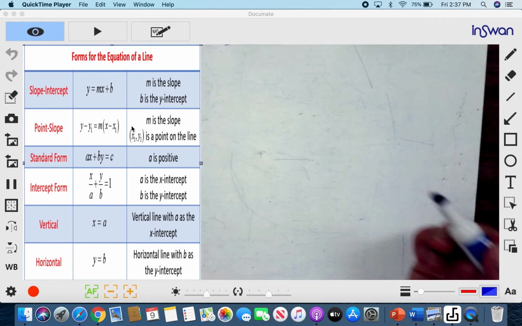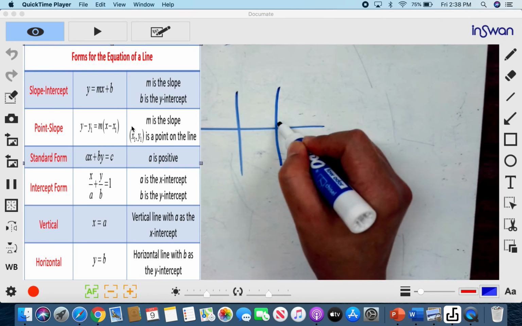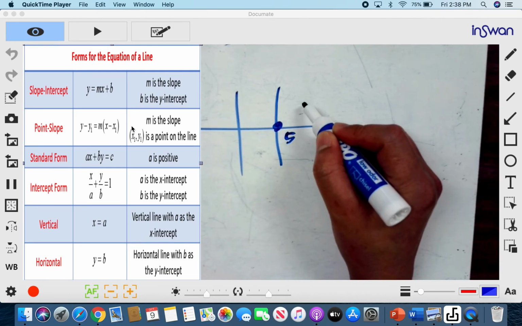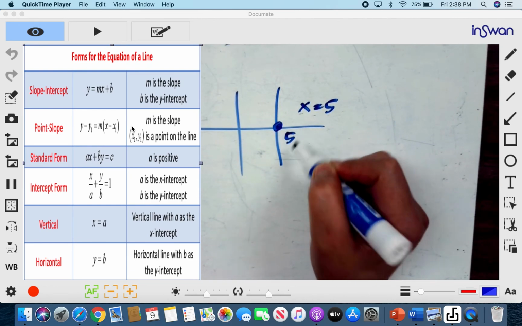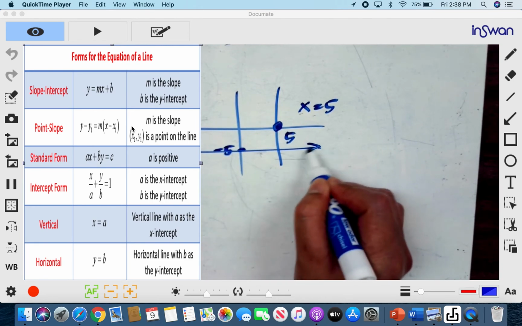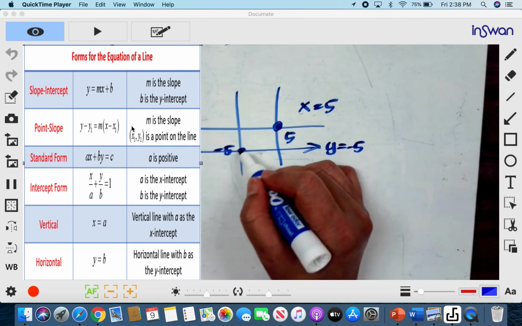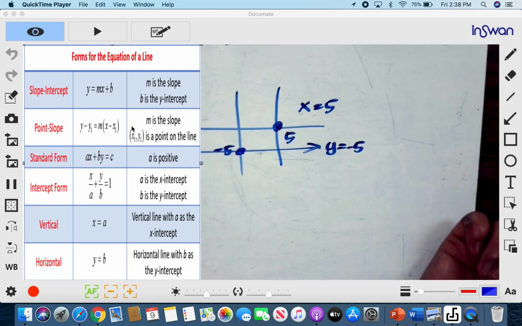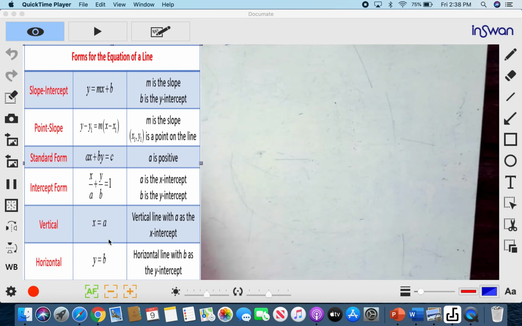If you have a vertical line, like you have your line here, and you have 5 here, the graph has an equation of x equals 5 because it intersects the graph at x equals 5. But if you have your negative 5, this is y equals negative 5 because it intersects your graph at y equals negative 5. So the horizontal line has y, they're opposite, and the vertical line has x, which is actually the last one.